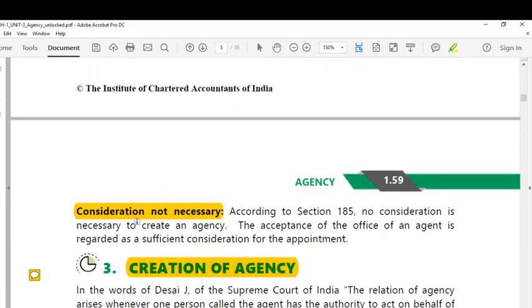Right? And consideration is not necessary according to section 185. According to section 185, no consideration is required to create an agency. The acceptance of office of an agent is regarded as a sufficient consideration for appointment. So this is about the consideration, which is not necessary in all cases to get a person appointed as an agent. So here the consideration is the acceptance of office of an agent itself, which is considered a sufficient consideration for appointment.